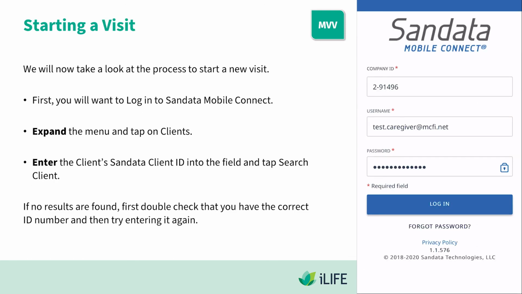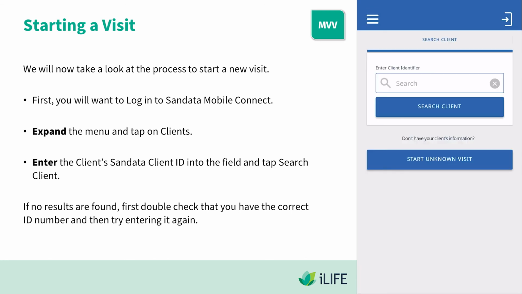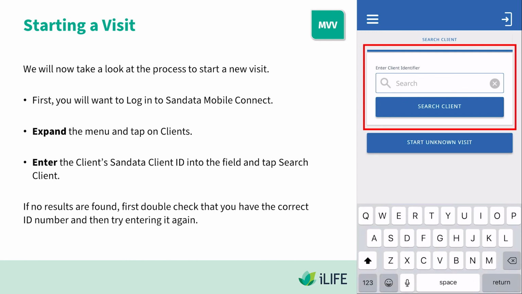Starting a visit. We will now take a look at the process to start a new visit. First, you will want to log in to SANdata Mobile Connect. Expand the menu and tap on Clients. Enter the client's SANdata client ID into the field and tap Search Client. If no results are found, first double-check that you have the correct ID number and then try entering it again.